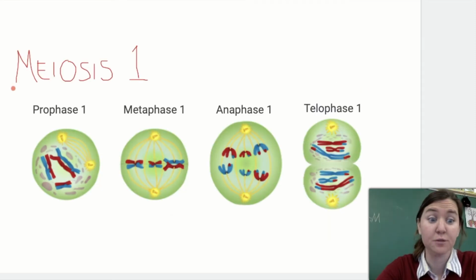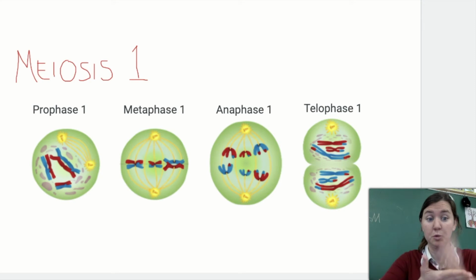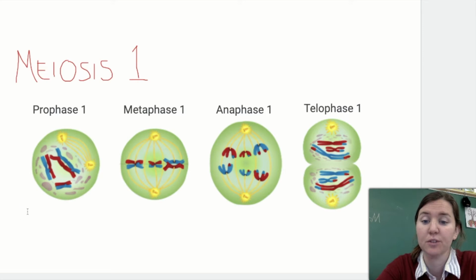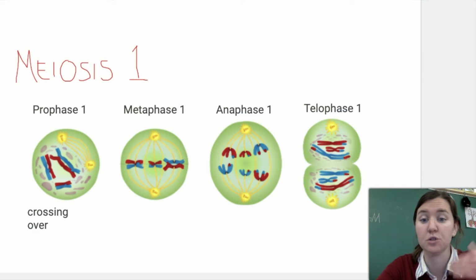So let's start with looking at the first half of meiosis, meiosis 1, okay? So it follows that same PMAT as mitosis. So you can remember our hand motions, and you would just do them twice. So we have prophase 1, and there's something really important that happens in prophase 1. It's called crossing over. Now, crossing over, that is when the homologous chromosomes line up next to each other, and they can actually cross over bits of that DNA to each other, which just leads to more genetic variety in the gametes, in the eggs or the sperm.